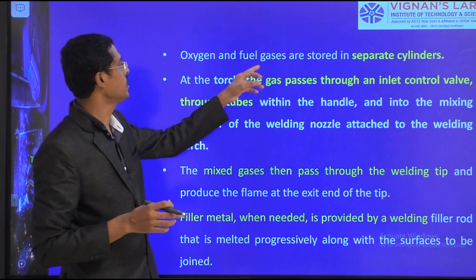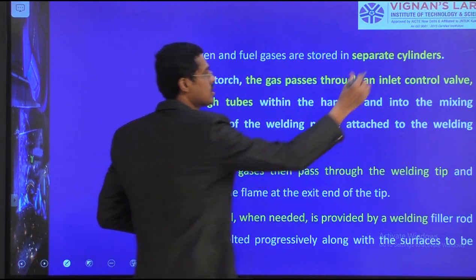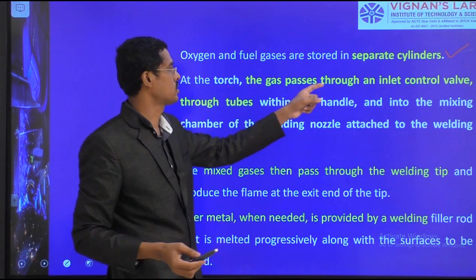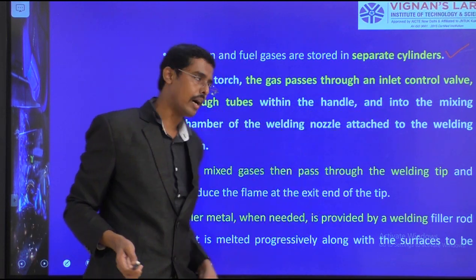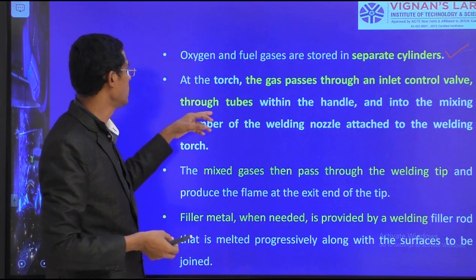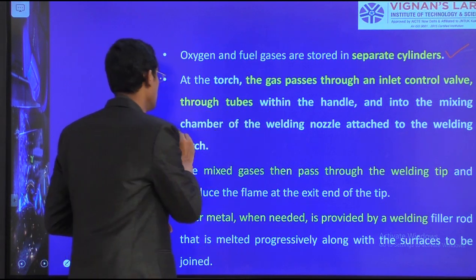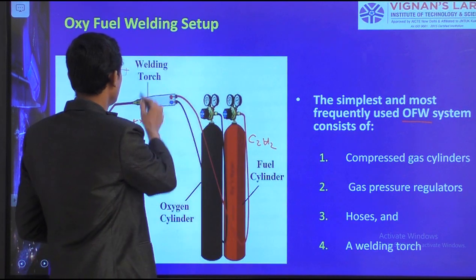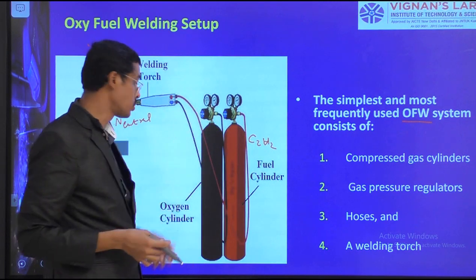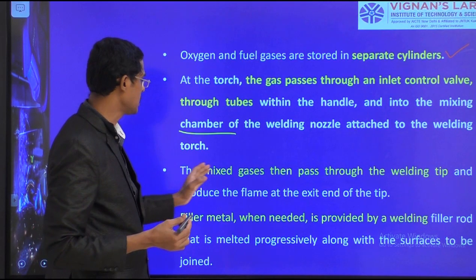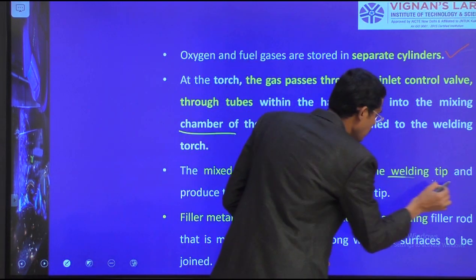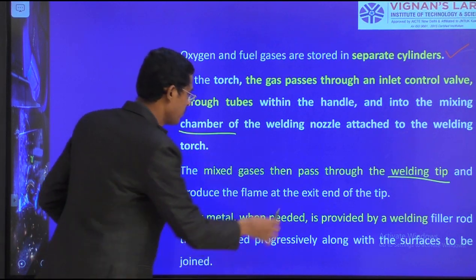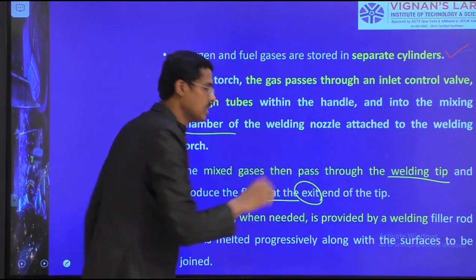Oxygen and fuel gases are stored in separate cylinders. At the top, the gas passes through an inlet control valve, through tubes within the handles and into the mixing chamber of the welding nozzle. Here is the mixing chamber, where the gases mix, and then the mixed gas passes through the welding tip and produces a flame at the exit end of the tip. So the flame comes out of the exit.